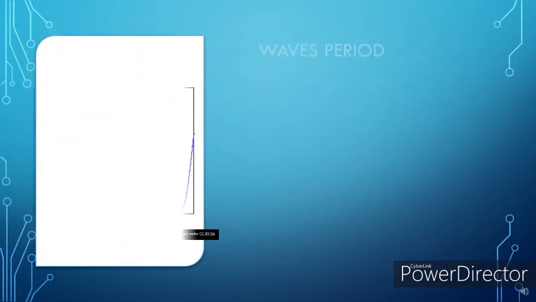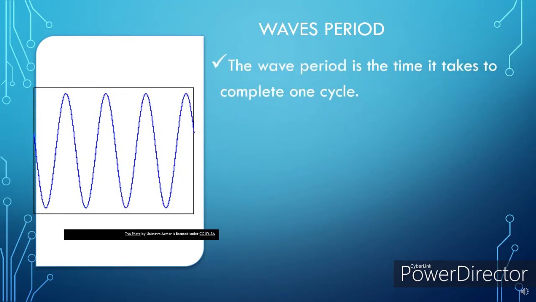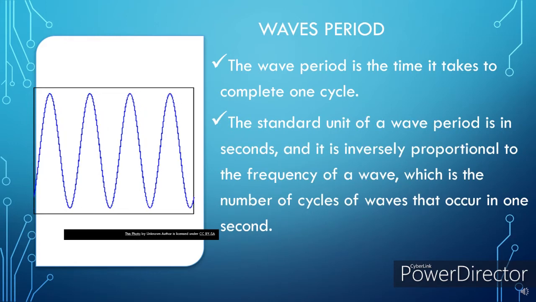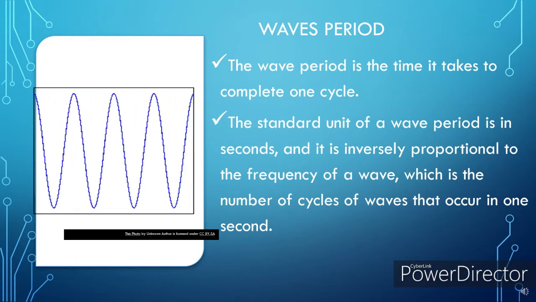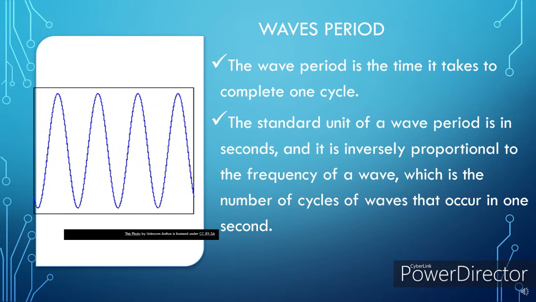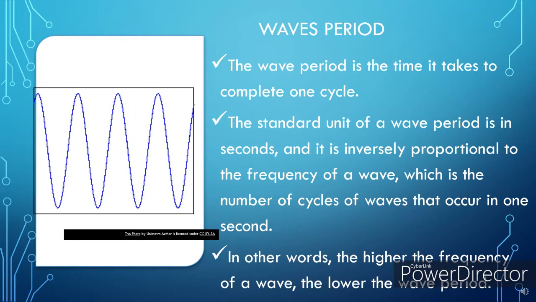Wave period. Wave period is the time it takes to complete one cycle. The standard unit of a wave period is seconds, and it is inversely proportional to the frequency of a wave, which is the number of cycles of waves that occur in 1 second. In other words, the higher the frequency of a wave, the lower the wave period.